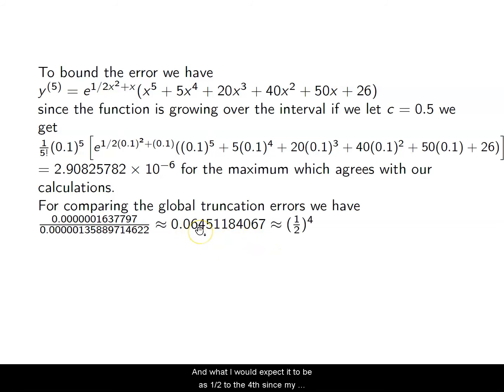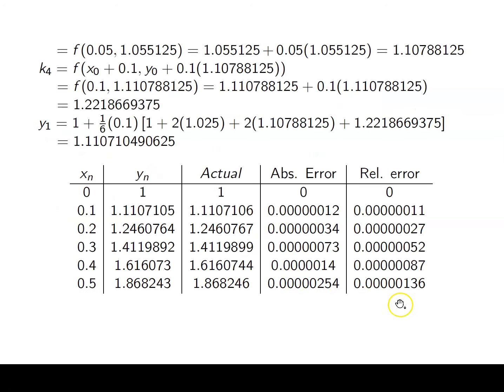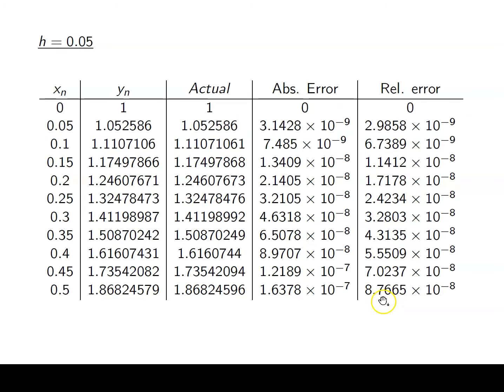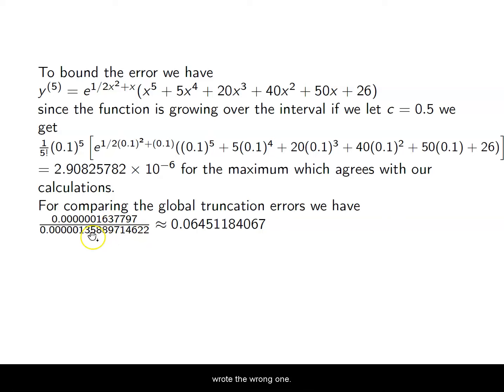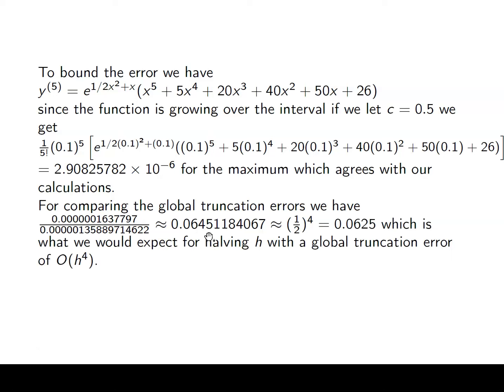0.064118, and what I would expect it to be is 1/2 to the 4th. Since my local is to the 5th, my global should be to the 4th. Well, 1/2 to the 4th is 0.0625. Very, very close. They pretty much agree with each other. So 136. And this is 16378. I think I divided them correctly, but I wrote the wrong one down. Which is what we expect for halving H with a global truncation error of H to the 4th.